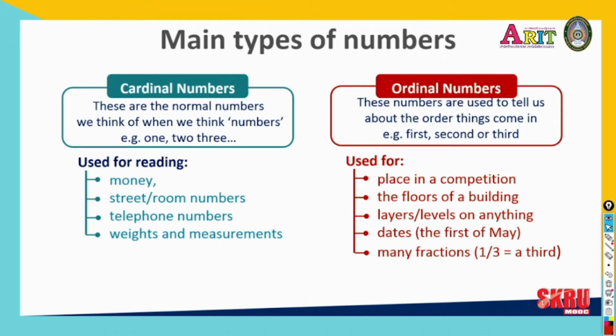The most common use is probably with dates. Today is the 16th, and we say first, second, third. So many times, really only up to 31 we use on a regular basis. And we also use ordinal numbers when we talk about fractions. So many fractions like a third, a sixth, a tenth, we use the ordinal number.